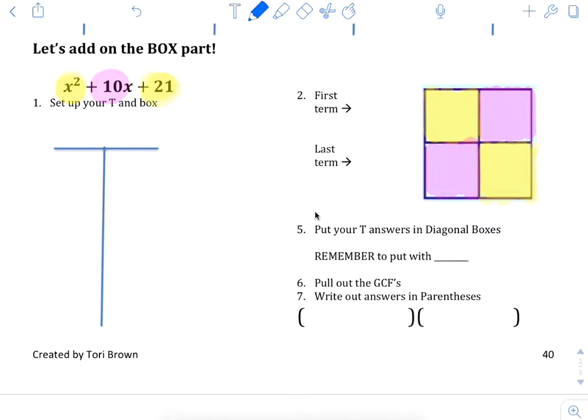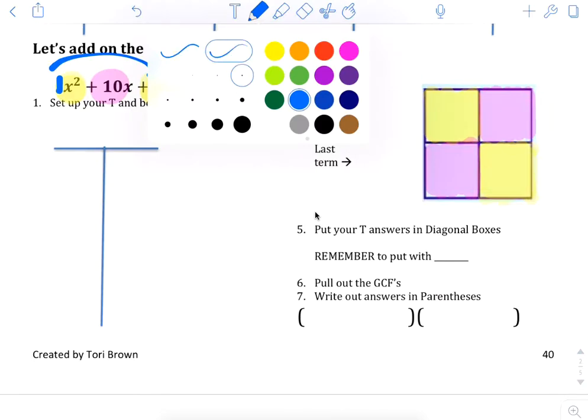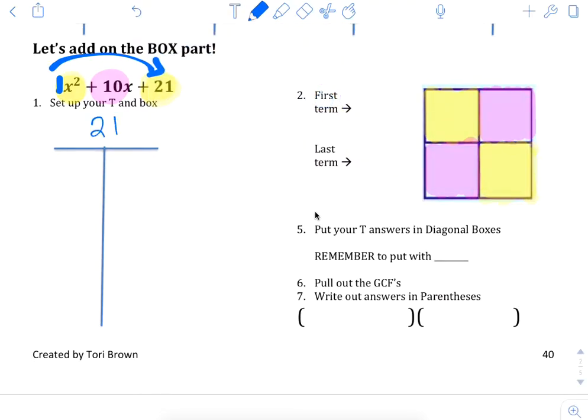All right. If you're ready for the box part, that means you're a pro already and you know how to do the T, so you know where my numbers are coming from. I'm going to take 1 times 21. That's going to give me 21. I'm listing out all my factors: 1 and 21, negative 1, negative 21, 3 and 7, negative 3, negative 7. And I'm looking for the pair that adds up to 10. We got it, okay?